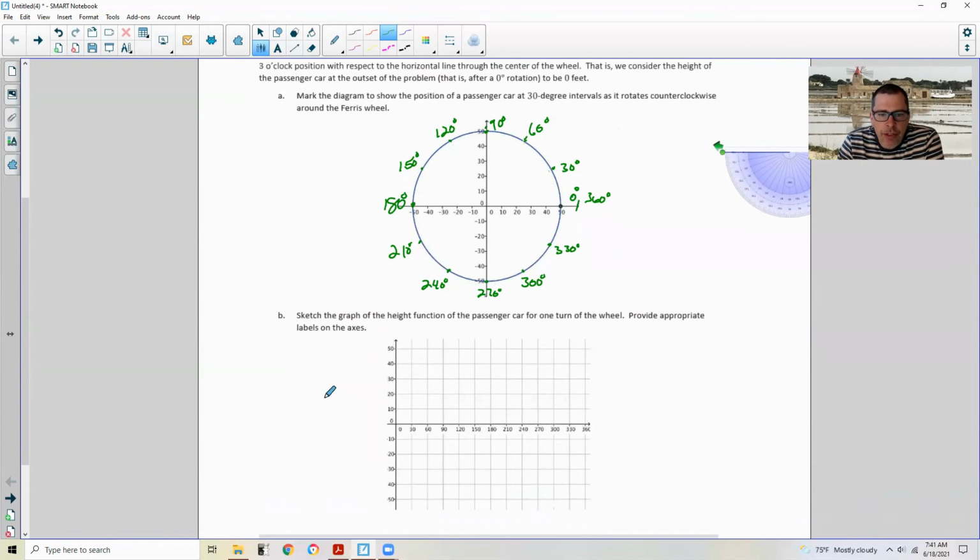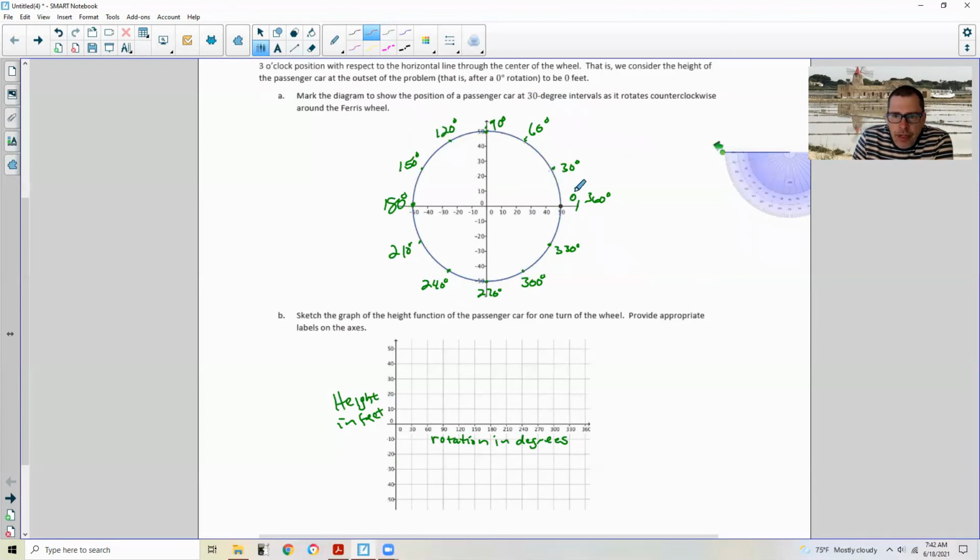Part B says, sketch the graph of the height function of the passenger car for 1 turn of the wheel. Provide appropriate labels on the axes. Okay, so providing appropriate labels on the axes, amount of rotation in degrees. Okay, so this axis here is rotation in degrees. And the other axis is height in feet. Okay, height in feet. All right, so now I'm going to graph this.